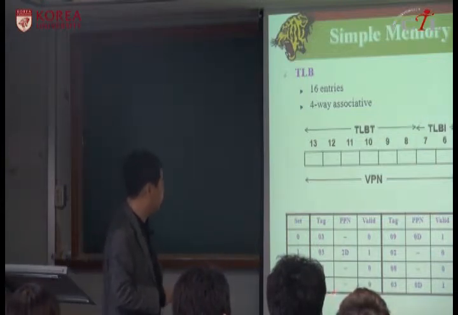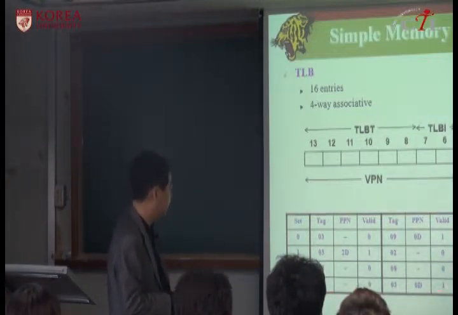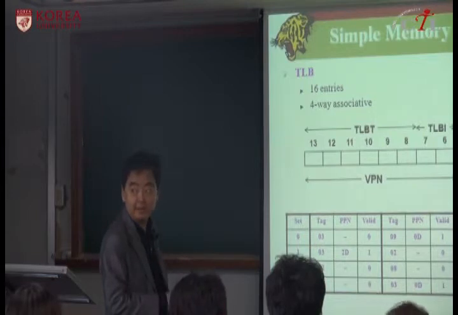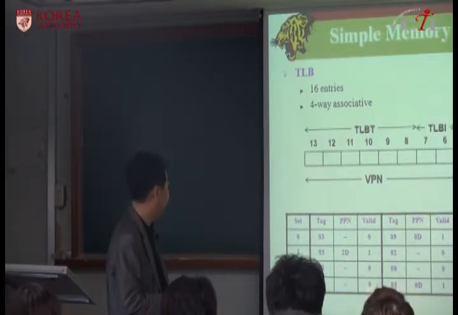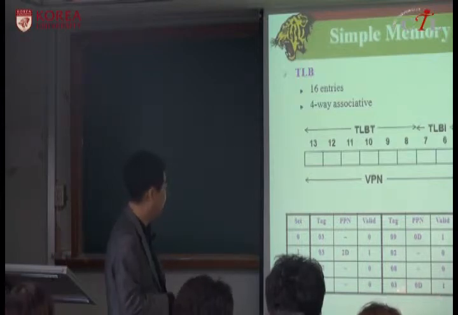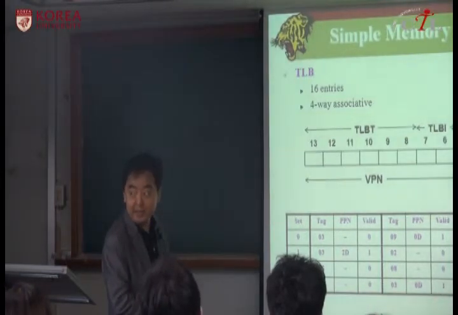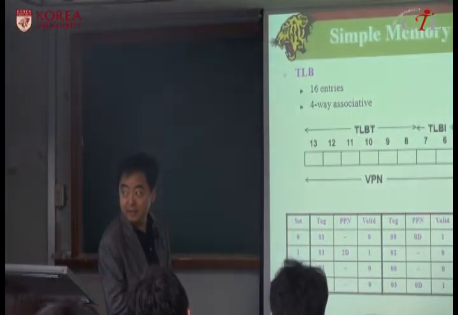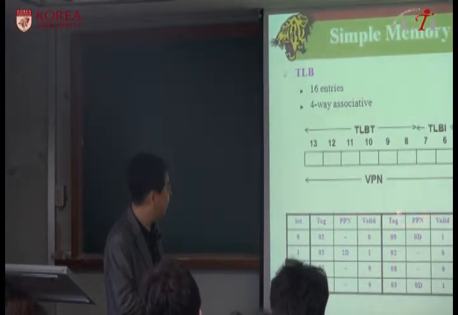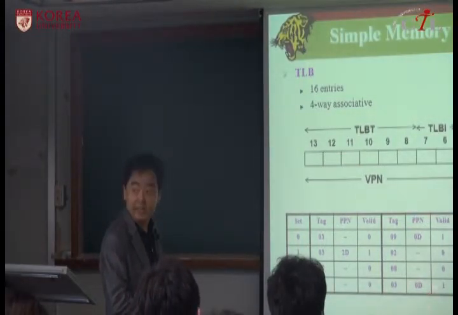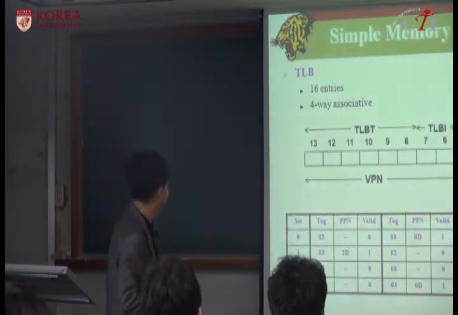Okay, this is 4-way associative. We have to search 1, 2, 3, 4 in parallel, right? Okay, so here this is another value. Tag is 3. So you match here. You have a hit in this bank. Okay, and physical page number is 0D.